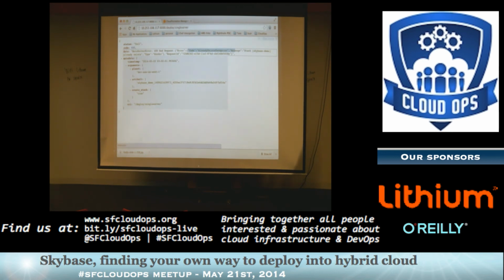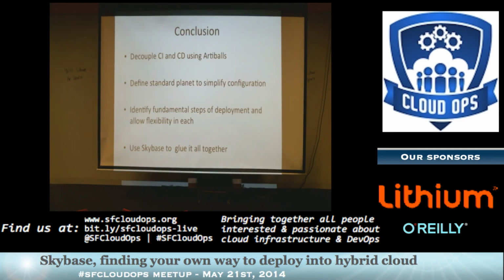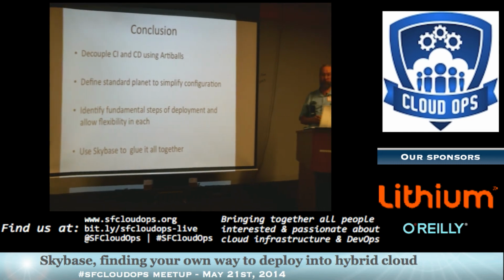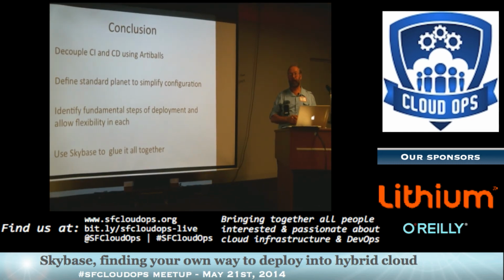This was all for the demo, and so the conclusion for this talk is that decoupling of continuous integration and continuous deployment helps, and we're using tarballs for doing this. Defining the standard planet will greatly simplify the configuration management. And in real life, you don't really need all the choices which Amazon gives you. You can stick to one good best practice for your company and continue.